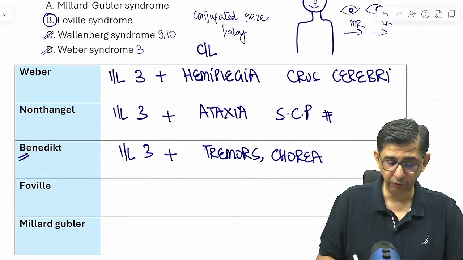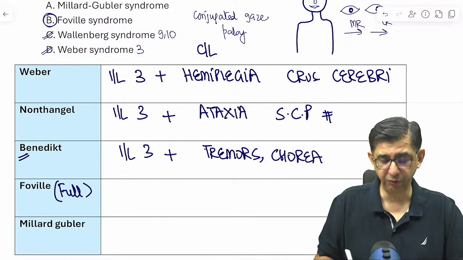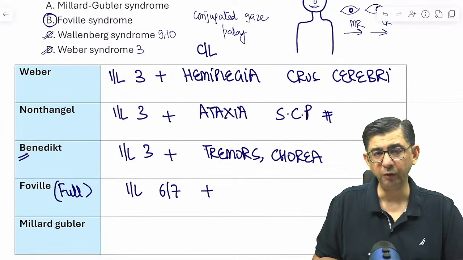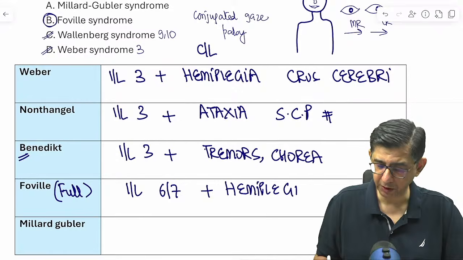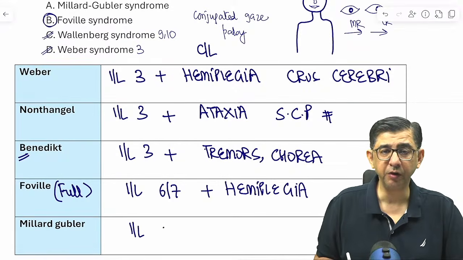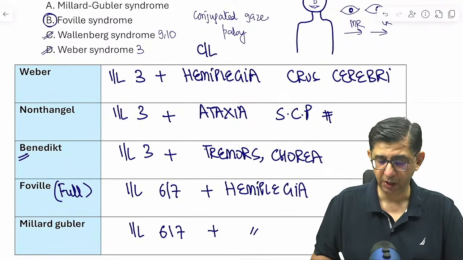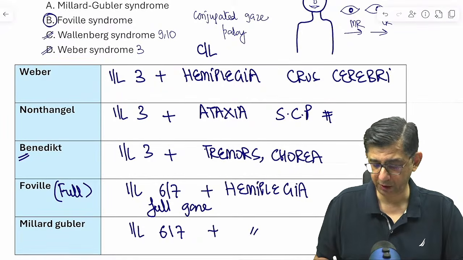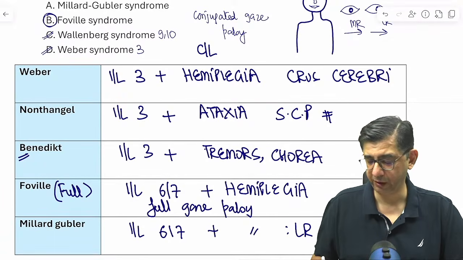Then Foville. Foville, as I said, it's the full gaze palsy. It is the full involvement. What I mean by full is that he will always say the word. It is obviously ipsilateral 6th and 7th nerve palsy that is occurring. There would be a contralateral hemiplegia occurring in the person. Same thing written for this also: 6th and 7th nerve palsy with hemiplegia, but a bit of difference. The word is full gaze palsy. That is the conjugate gaze palsy that would be occurring. For Millard-Gubler, it will only be lateral rectus weakness.